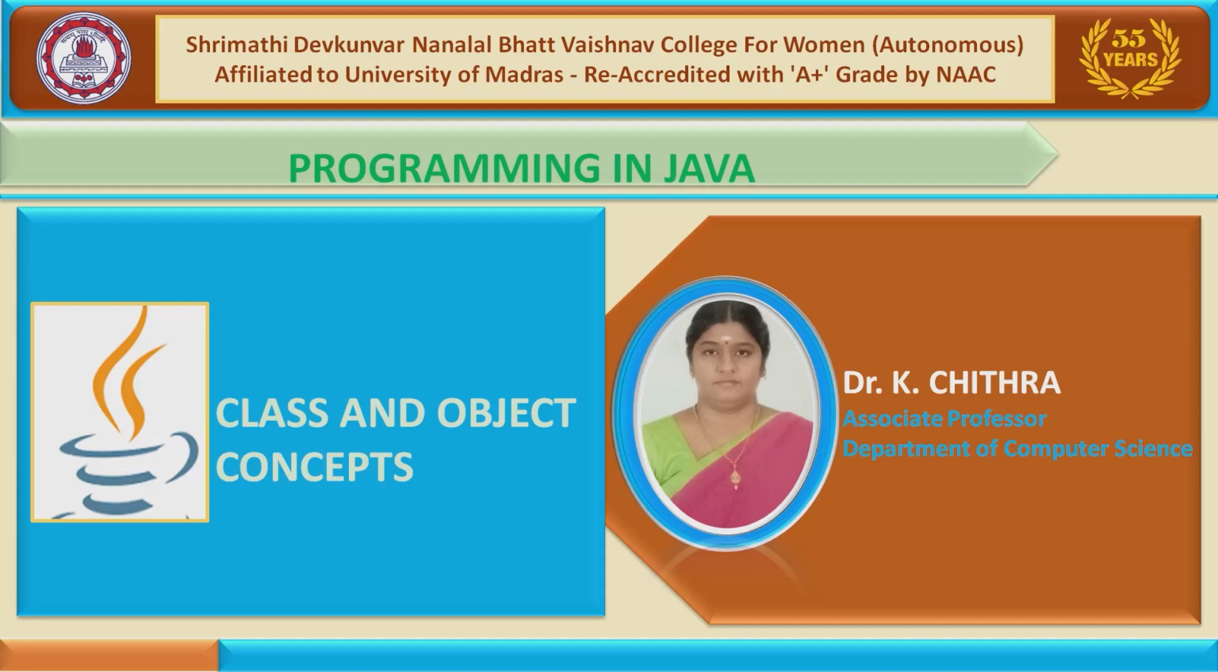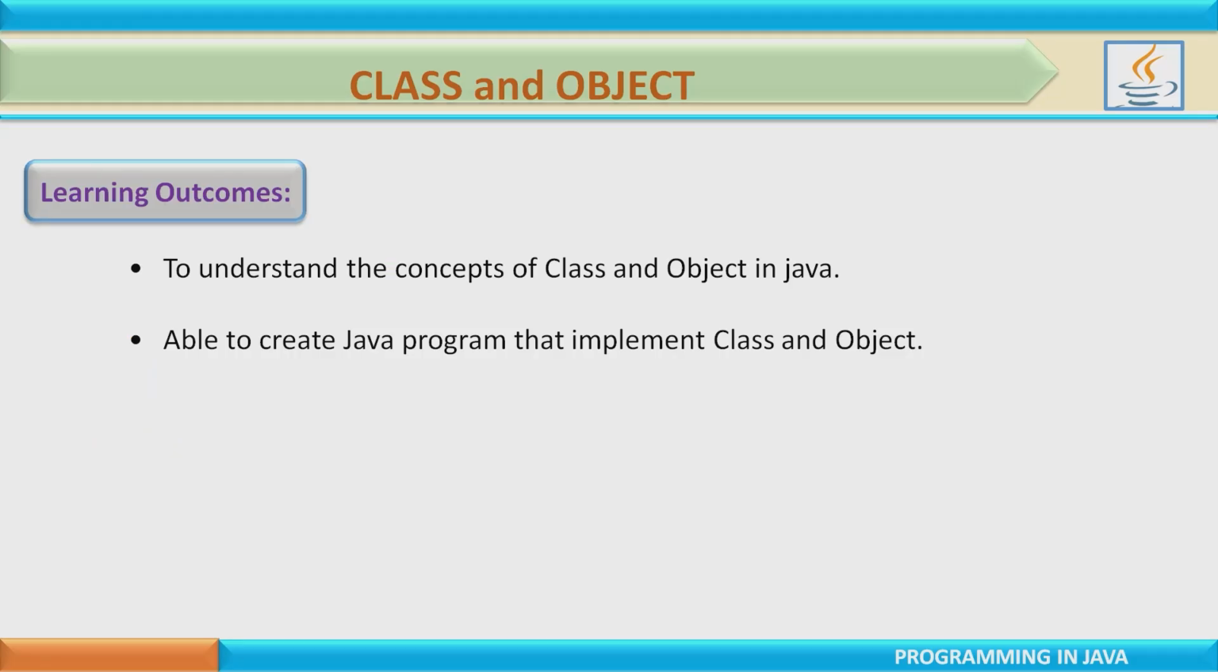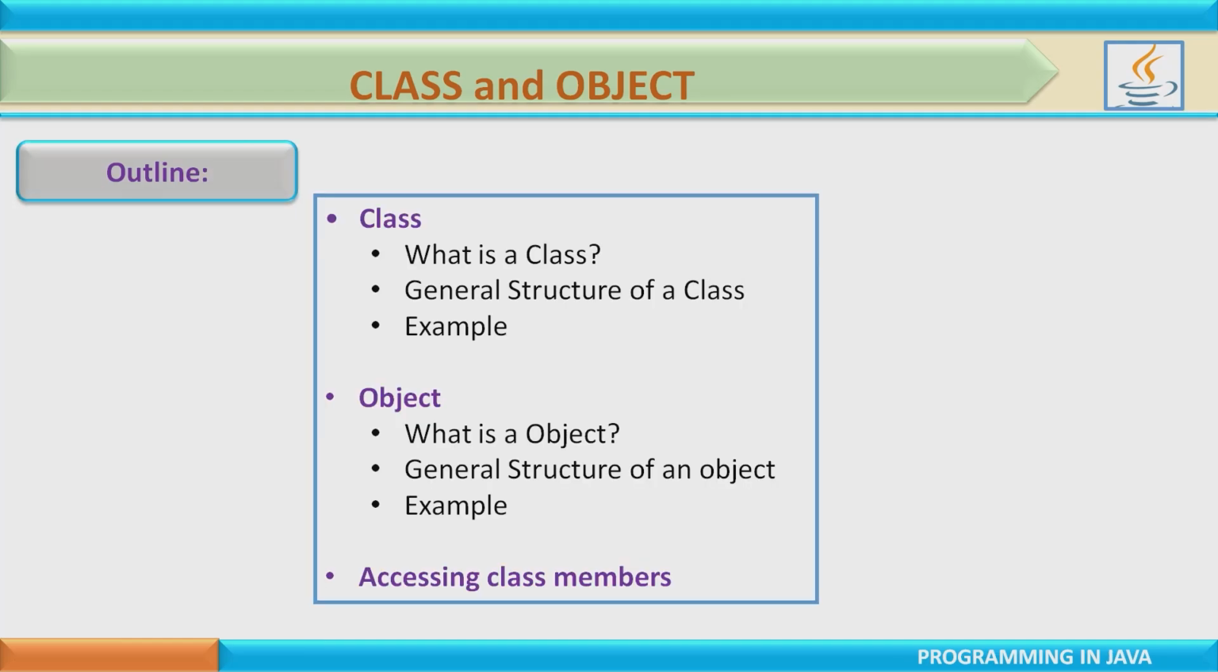In this session, we are going to learn about the basic OOPS concept, class and object. Since Java is a fully object-oriented programming language, everything will be written in terms of classes and objects. Learning outcome: after completing this session, the learner will be able to understand the class and objects and also to implement the same in Java programming language.